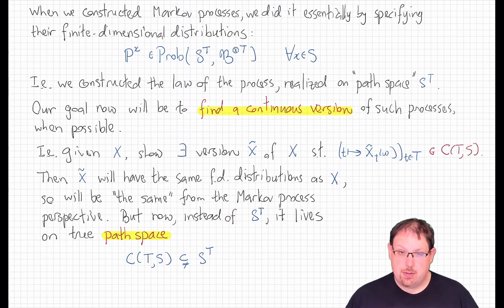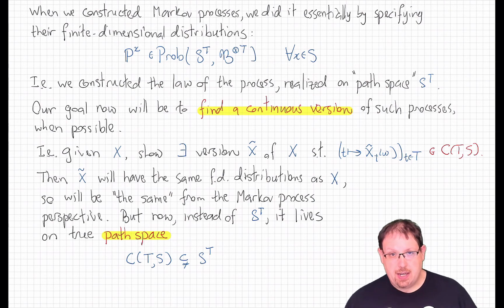Now, that's not always true, of course. The Poisson process has no continuous version, as you can intuitively understand, and as we'll prove in a few lectures. But when we can do it, this is what we'll mean by saying that a particular Markov process has almost surely continuous paths. What we literally mean by that is there is some version of the process that has continuous paths everywhere. And since versions have the same finite dimensional distributions, it will be the same Markov process.